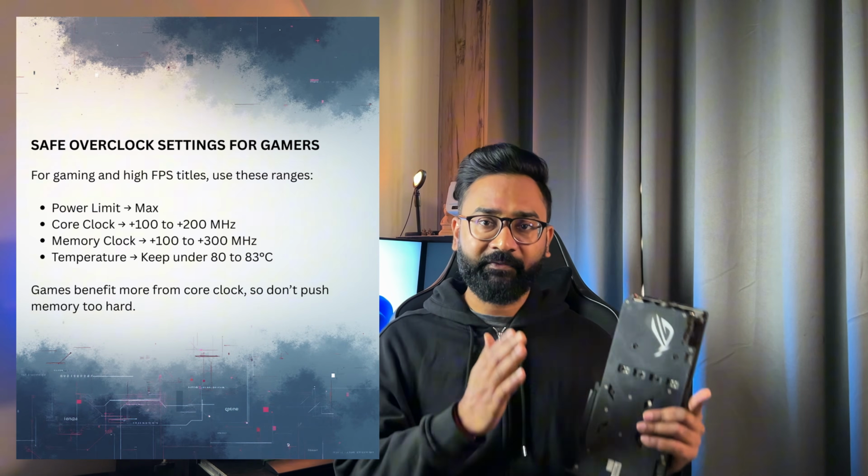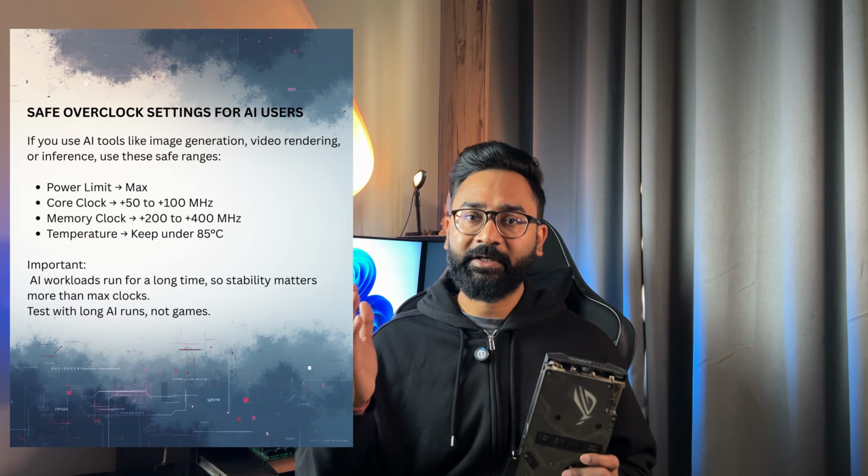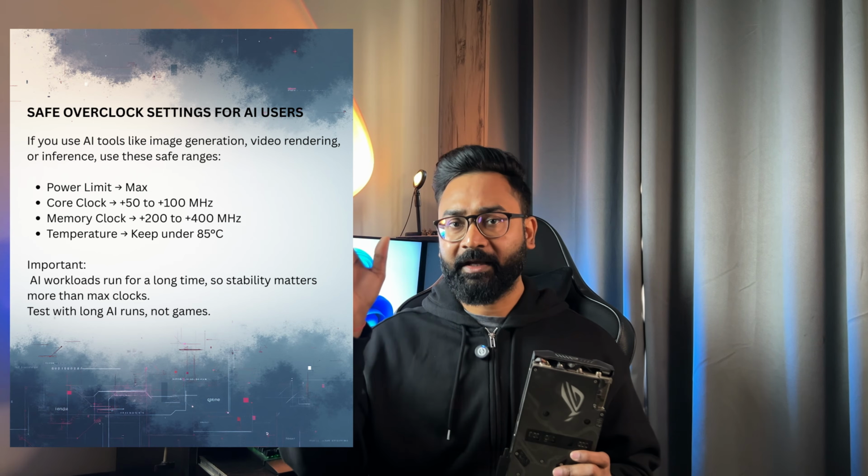So this is the way you can safely overclock any GPU. GPU overclocking simply means running your graphics card slightly faster than the stock limit. Increasing the core clocks improves the raw performance and FPS. And increasing the memory clocks improves the data transfer, which helps in faster rendering and running AI models. If you are a gamer, then this is the safe limit for you. And if you are using any AI models like video generation or AI model training, then this is the safe limit for you. And that's all for this video, guys.